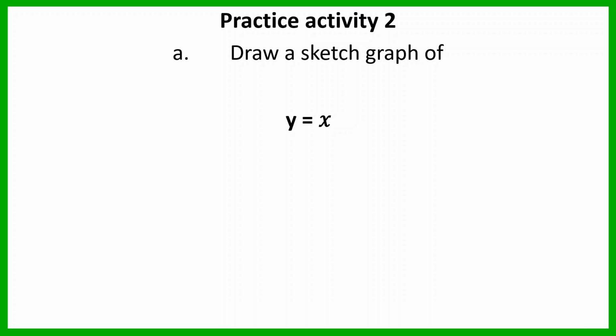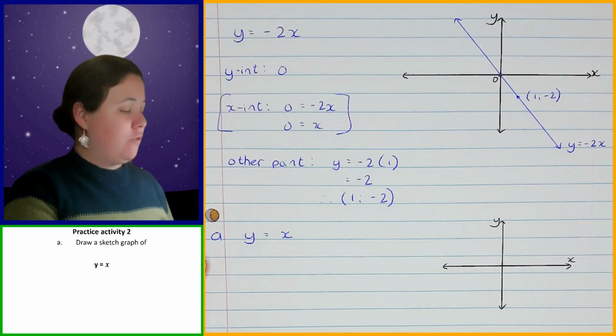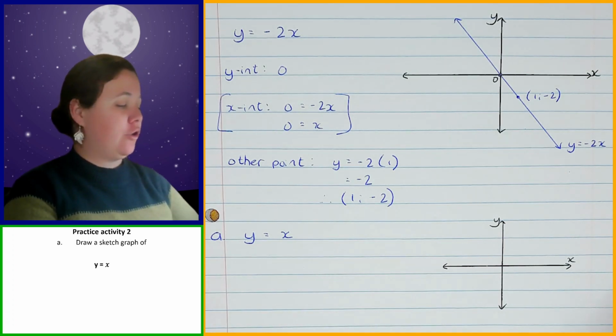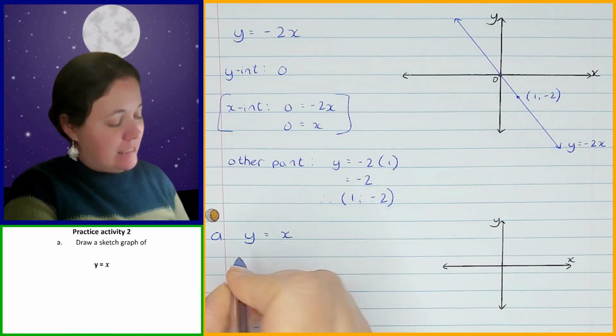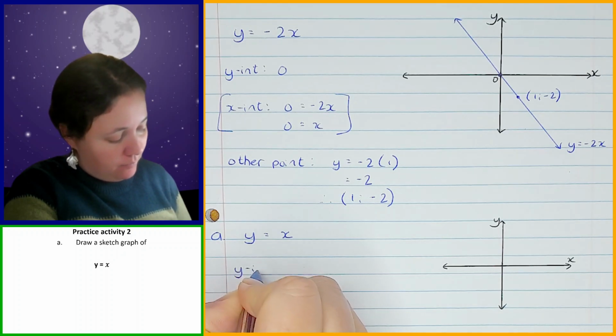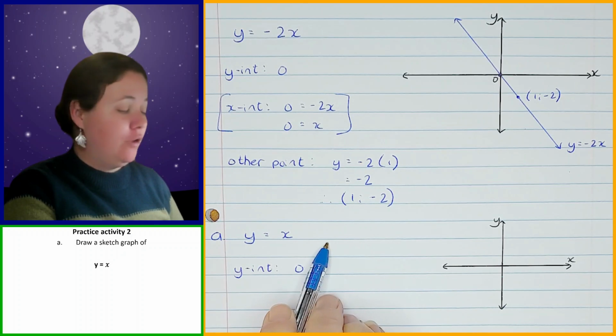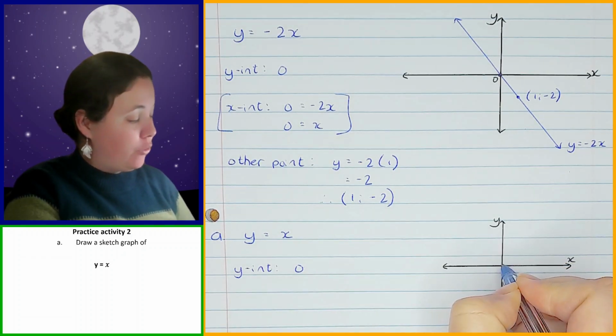Okay, so let's go through that and see what you should have got. Right, so over here I've got my equation y equals x, and my axis is ready to go. So my y-intercept is going to be 0 because there's no c value. So I know that it's going through the origin.